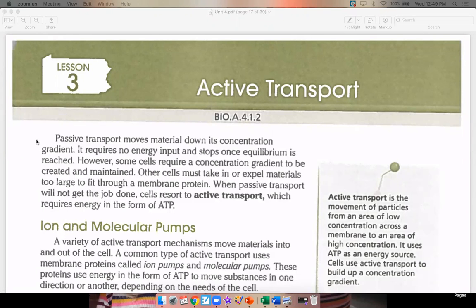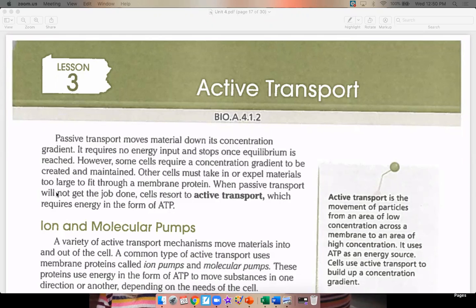Active transport. Passive transport moves material down its concentration gradient. It requires no energy input and stops once equilibrium is reached. However, some cells require a concentration gradient to be created and maintained. Other cells must take in or expel materials too large to fit through the membrane protein.